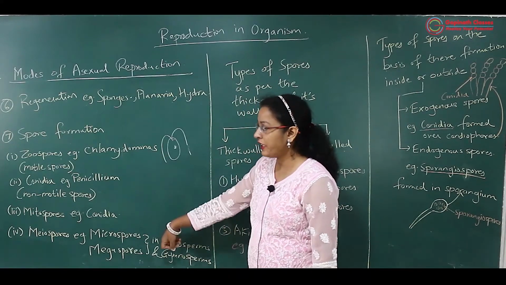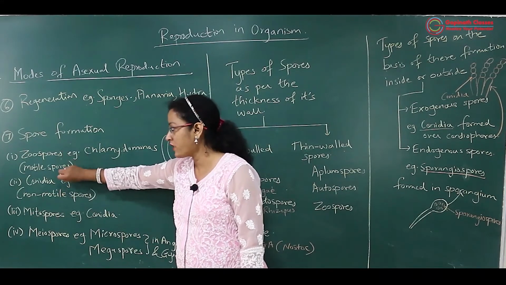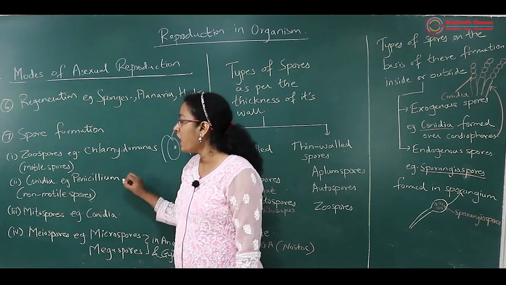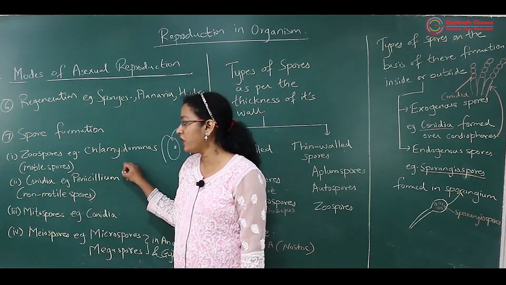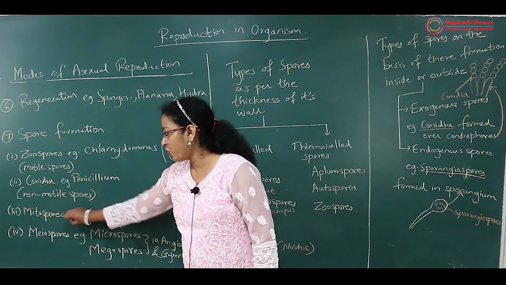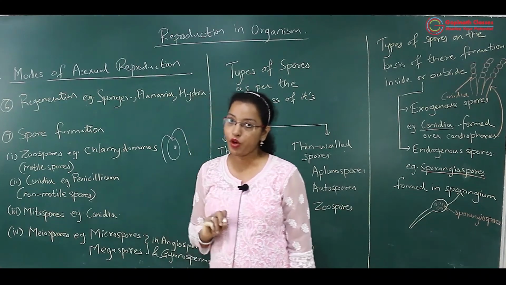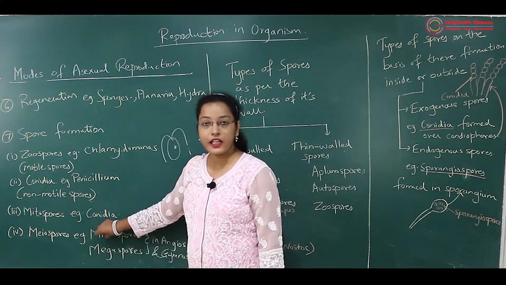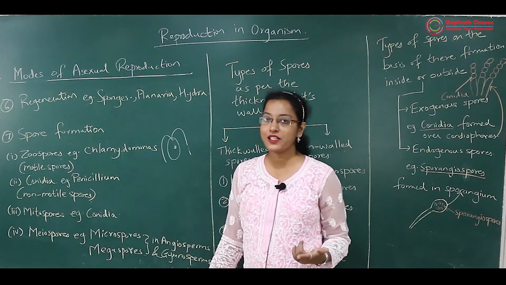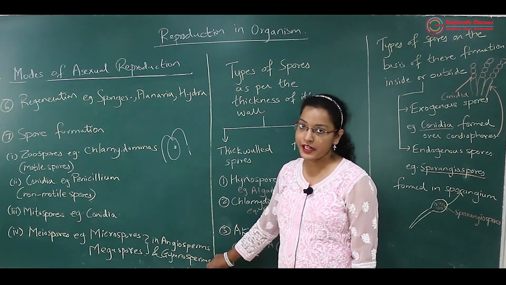Okay. So, we have studied different forms of spores such as zoospores and conidia as per the motility. Zoospores are motile spores seen in Chlamydomonas. Conidia are non-motile spores seen in Penicillium, Rhizopus and many other fungi. Mitospores and meiospores as per the cell division. Mitospores are formed with the help of mitosis, seen in many fungi. Example, conidia is a type of mitospore. Then meiospores, there are two forms, microspores and megaspores, which are formed due to meiosis of microspore mother cells and megaspore mother cells seen in angiosperms and gymnosperms.